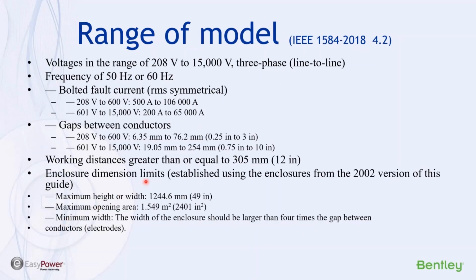Now, looking at IEEE 1584, the 2018 version, the IEEE committee are very specific about the range of parameters that are utilized in the model. That includes the voltage range between 208 volts and 15,000 volts. They're very specific. It's either 50 hertz or 60 hertz. It's not anything in between or outside.